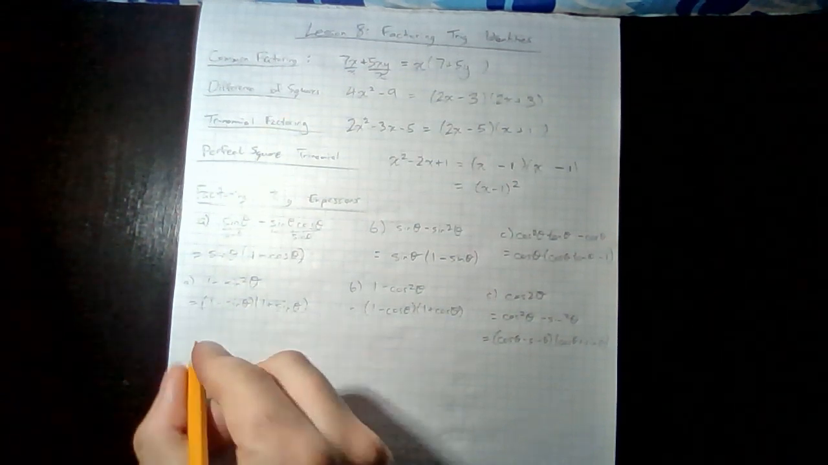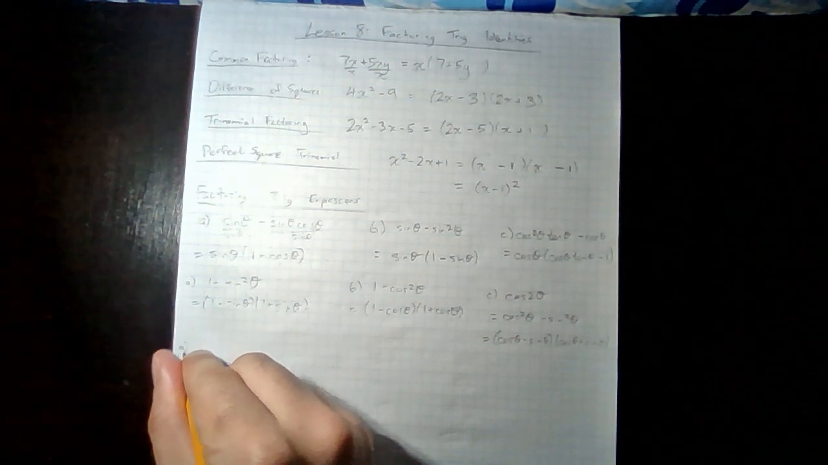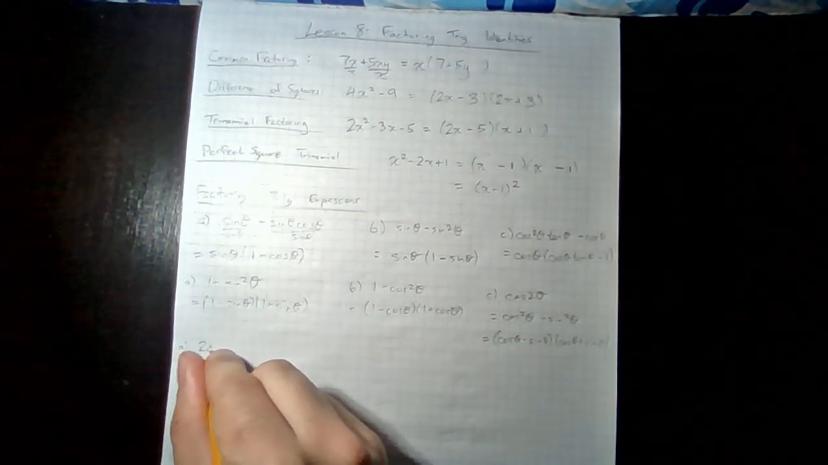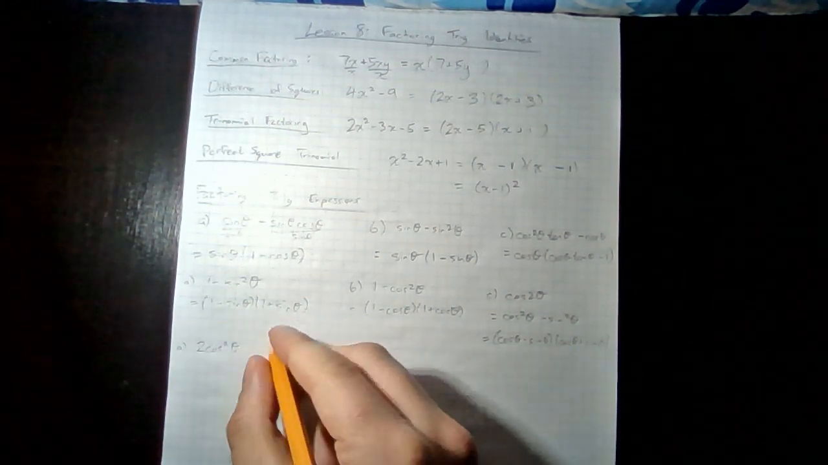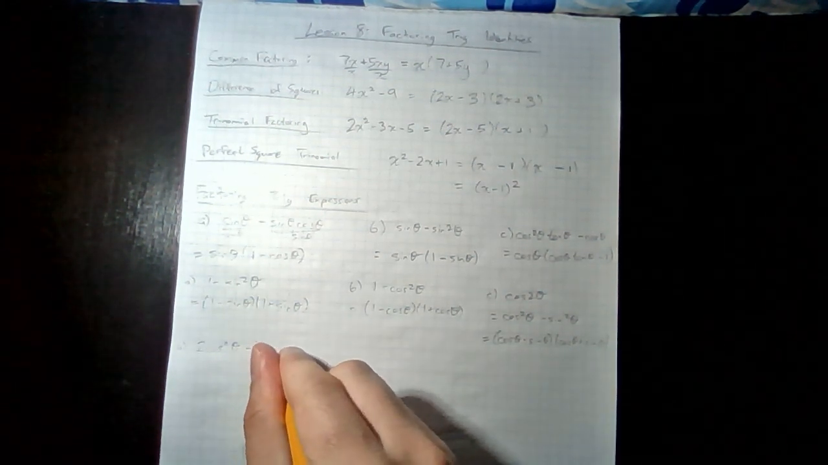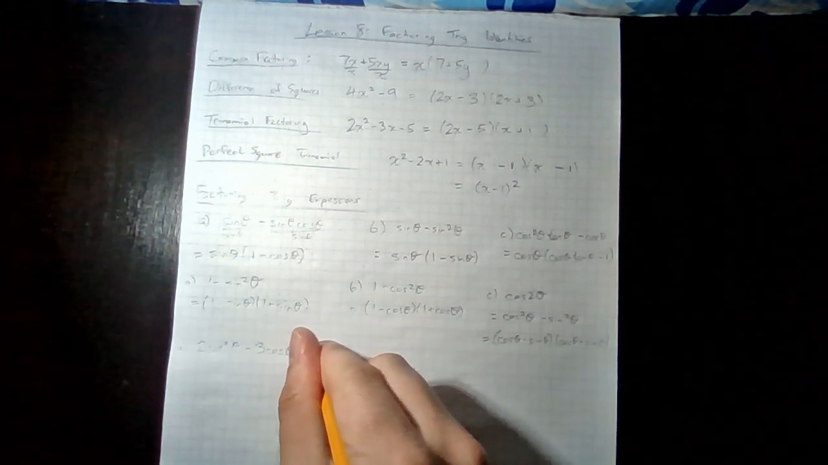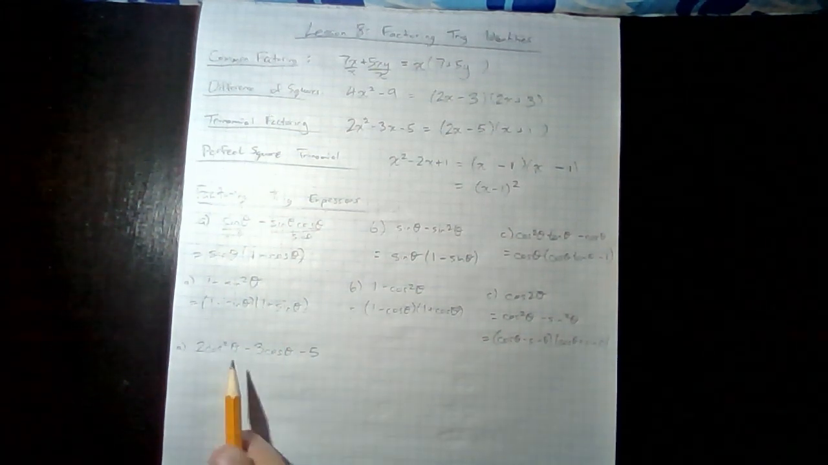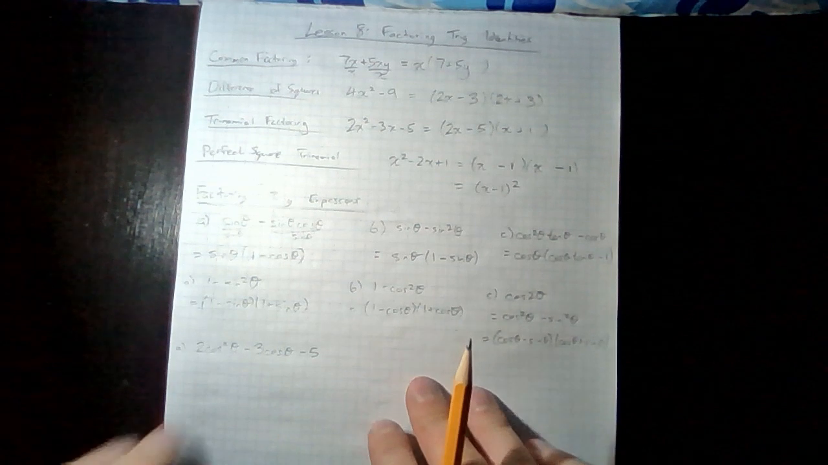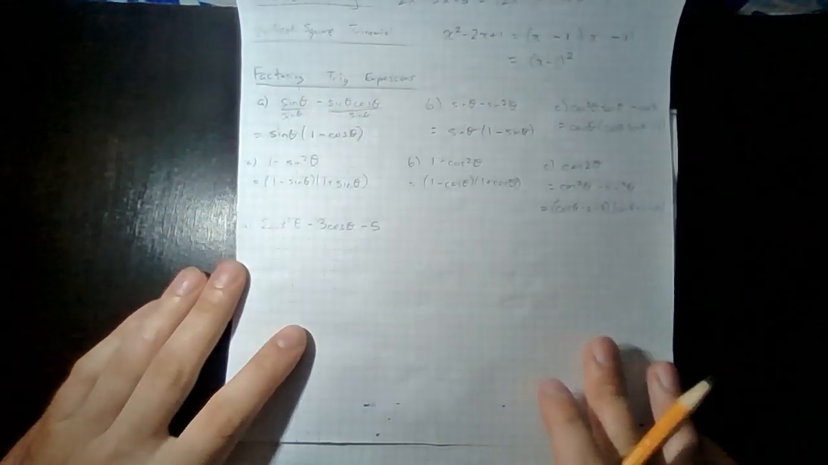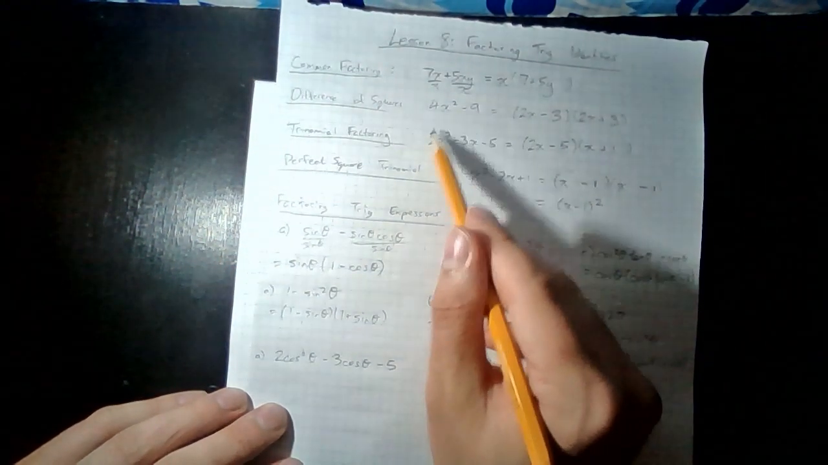Our trinomials. Let's look at a couple examples using the trinomial factoring. So if I have 2 cos squared theta minus 3 cos theta minus 5, this might look a little foreign to us. Here, let's move it up a little bit. But this is really the exact same as this expression here, except instead of an x, we have a cos theta.